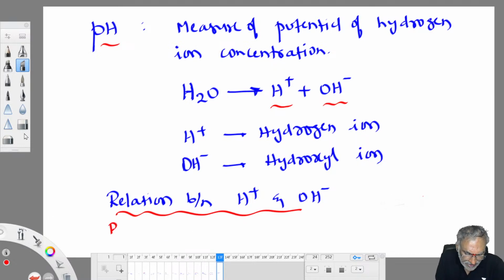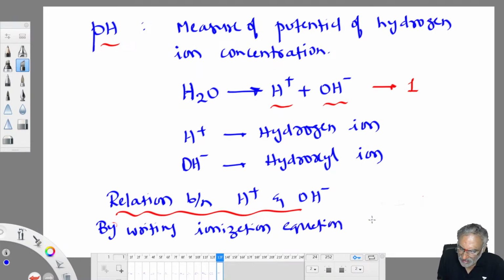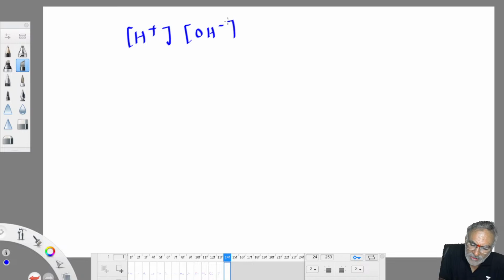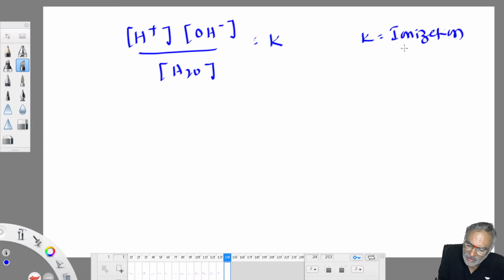I will take this as chemical reaction 1. By writing the ionization equation for equation 1, we get: product of products by product of reactants, H plus into OH minus by H2O, is equal to K. This K is called the ionization constant, whose value depends on temperature.